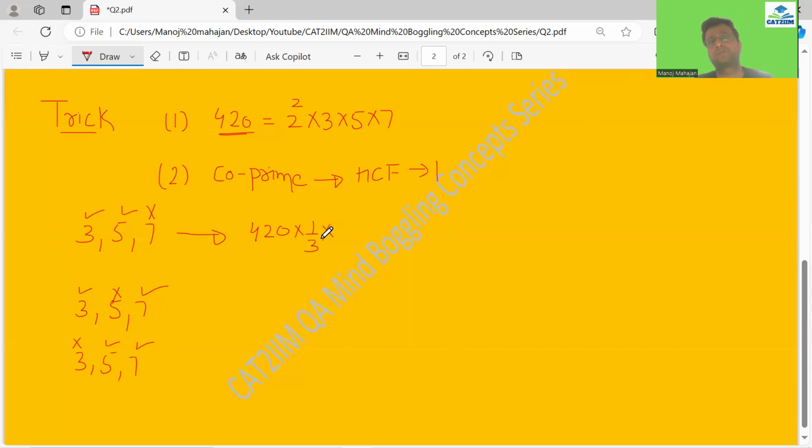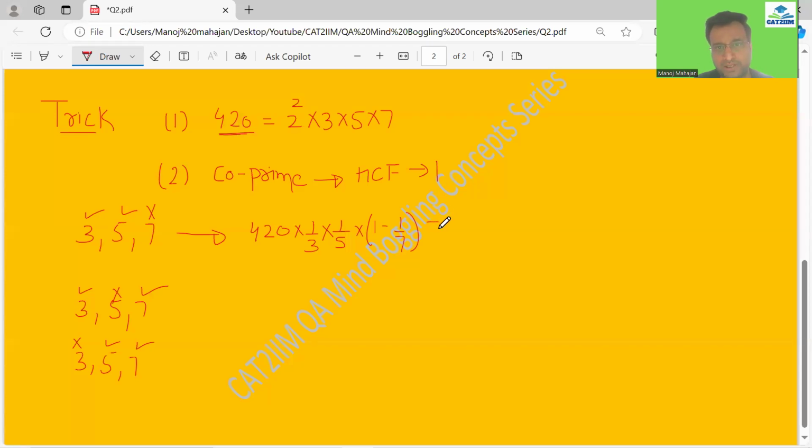Similarly, if I look, every fifth number would be a multiple of 5. So what I can do is calculate 1/5 of it. Now every seventh number would be a multiple of 7. So we do not want multiples of 7. So what I can do is 1 minus 1 by 7. So 6 by 7 numbers are not divisible by 7.